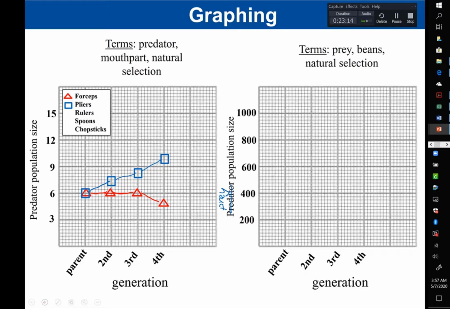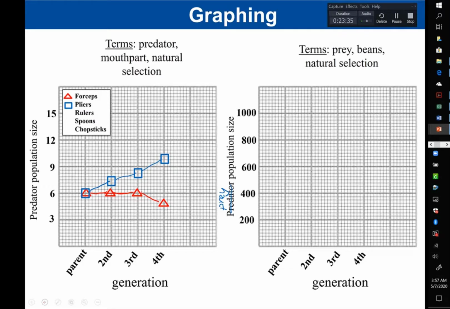When I do this, again, I have 5 different types of prey. I have my different bean colors. I have my green, my red, my white, my brown, and my black. So how many lines should you have on this graph? Well, you should have 5 lines, right? 1 line for each of the different bean colors.